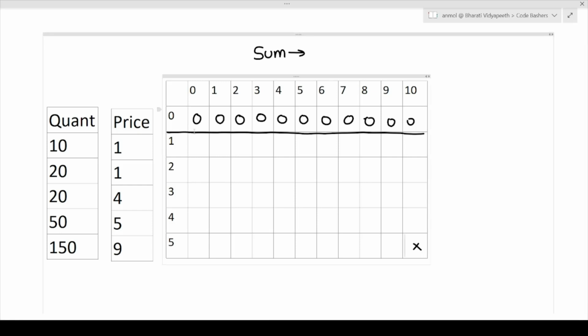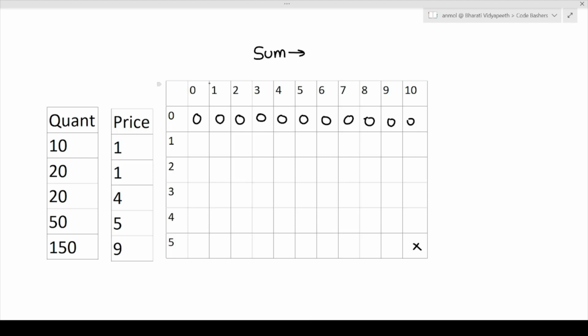Okay, just a second. Now I will be filling the first column, that is this column, I'm really sorry for this handwriting. Now let's again come to this particular point. This particular cell we have to fill.